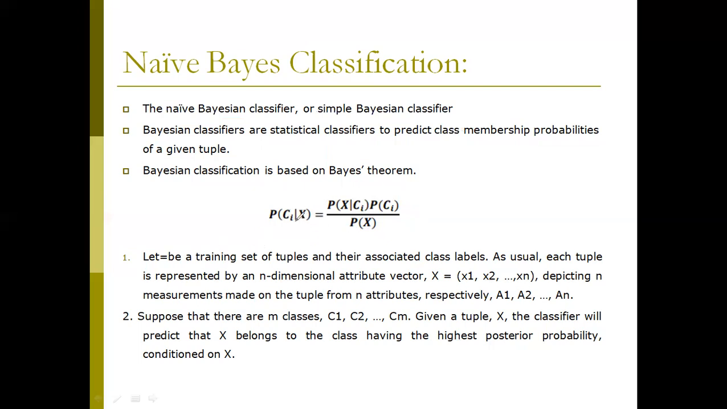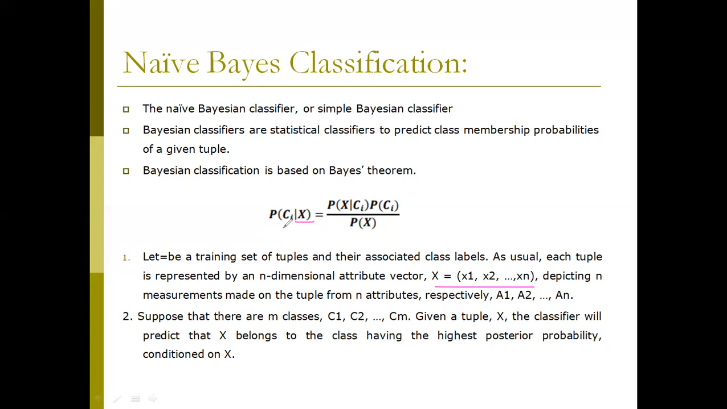What is X here? X is a tuple. It is a collection of attributes along with their values. Suppose we have one training data set with n attributes; those attributes with their values are taken as input for Bayes theorem, or you may call it a collection of tuples.